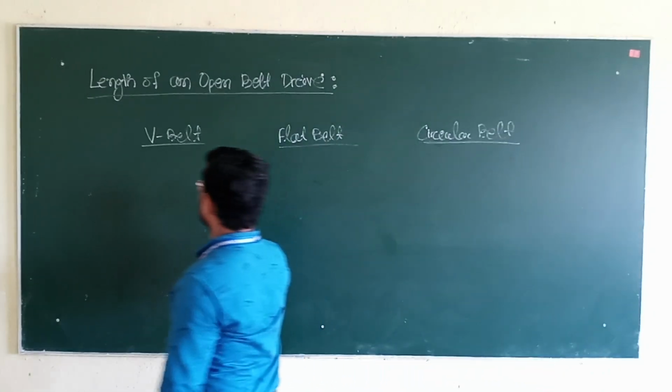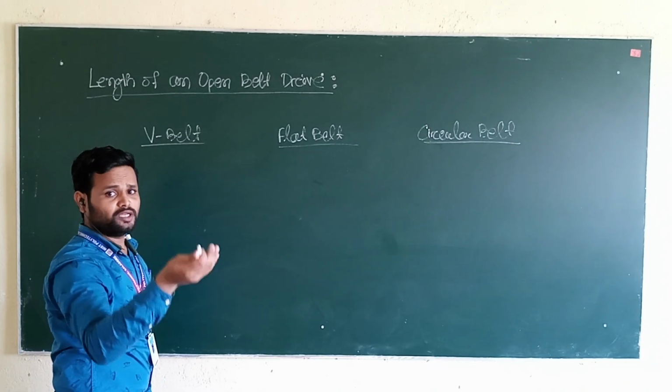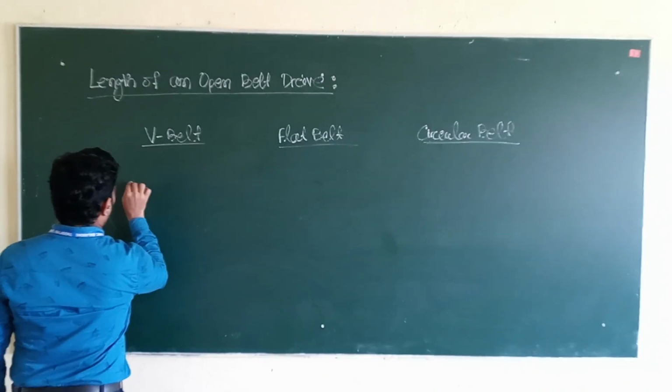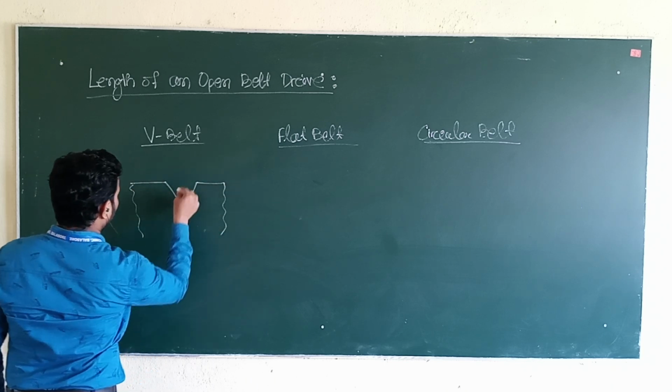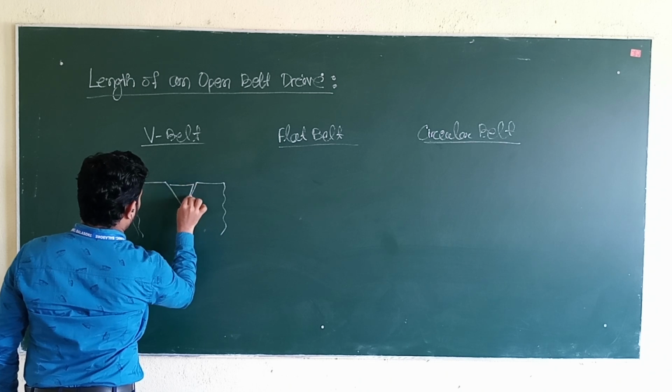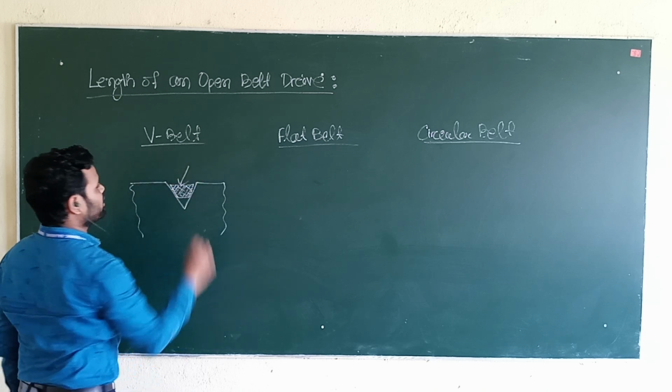Before that, let's see what a V belt is. You know that belts are used on pulleys. Over the pulley, belts are there. So first draw the pulley here. Here you can see this is the pulley. In the case of a V belt, the belt is like that. The hatched area is your belt. So this is called a V belt.